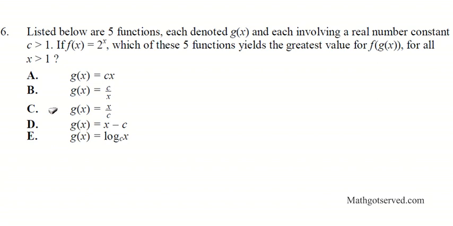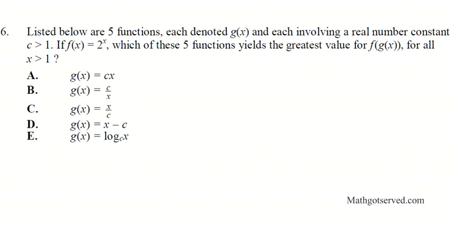Okay, so in this problem, there are two components. First part is the whole idea of composition. We're going to be doing composition, and after composing the functions, we're going to be ordering the values of this function considering these two constraints right here. So after composing, we're going to say, okay, which of them will be greatest if c is bigger than 1 and x is bigger than 1, okay? All right, so we're going to do it step by step. We're going to start out by finding f of g of x for all of these, and then we're going to see which is the greatest.